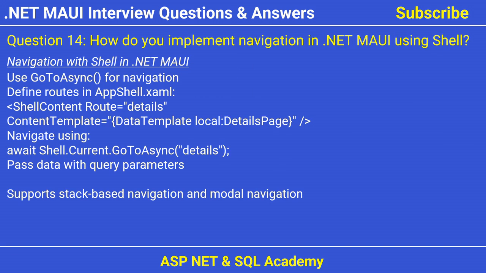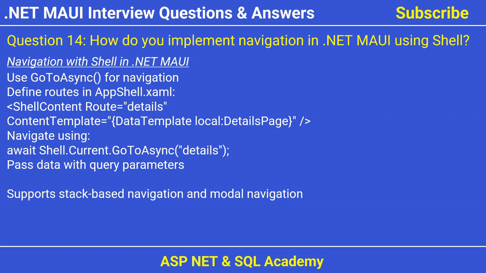In .NET MAUI, when using Shell, navigation becomes structured and easy to manage. First, you define routes in AppShell.xaml using the route property. ShellContent Route="details" ContentTemplate="{DataTemplate local:DetailsPage}". Then navigate between pages using the GoToAsync method. await Shell.Current.GoToAsync("details").